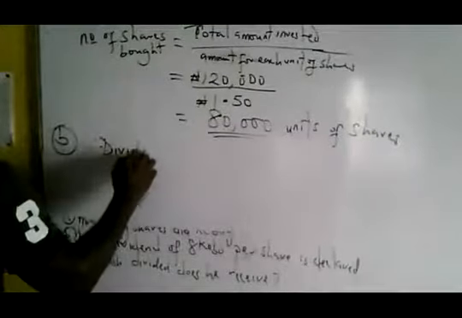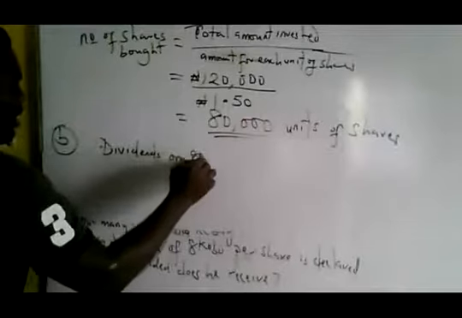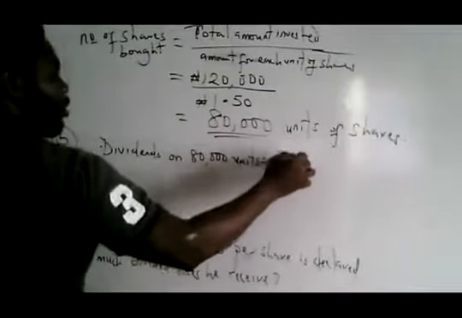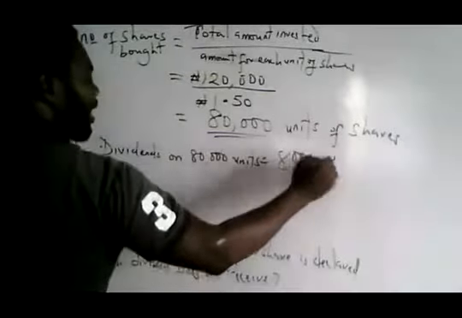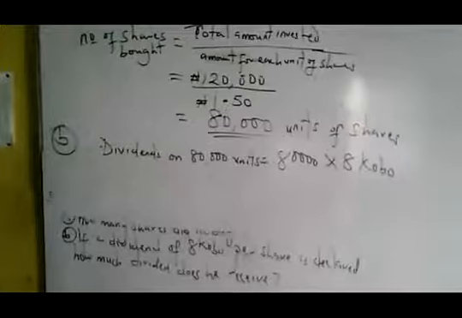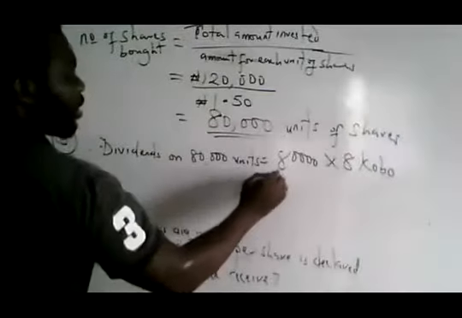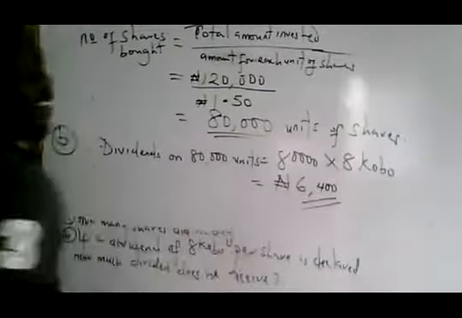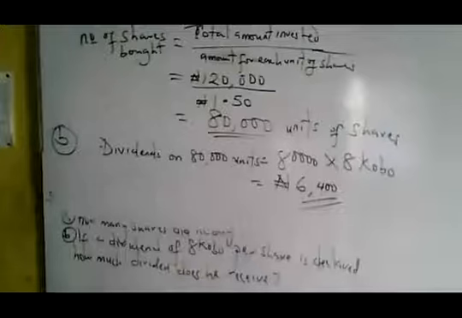Dividends on 80,000 units will be equal to 80,000 multiplied by 8 kobo. So everything, if we are converting it to naira, will be 6,400 naira. So at the end of that year, that man will be earning 6,400 naira for his 120,000 naira investment. I hope that is a good investment.